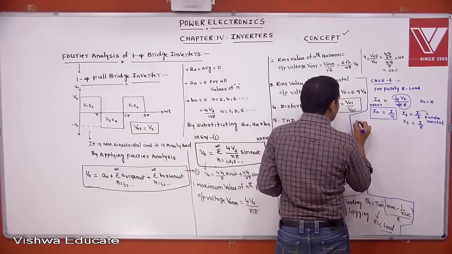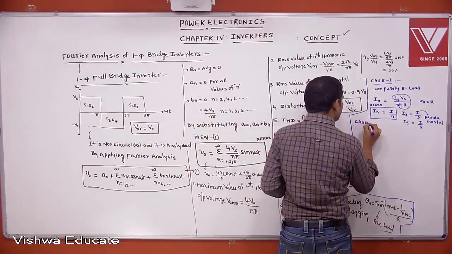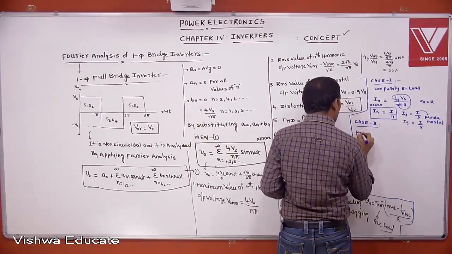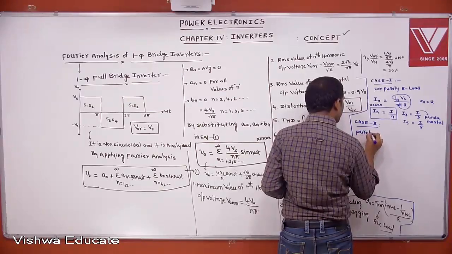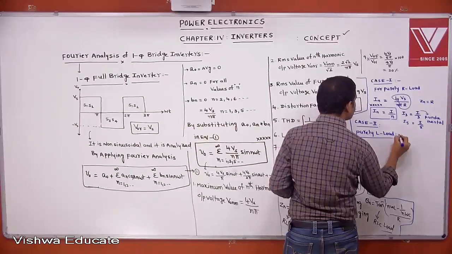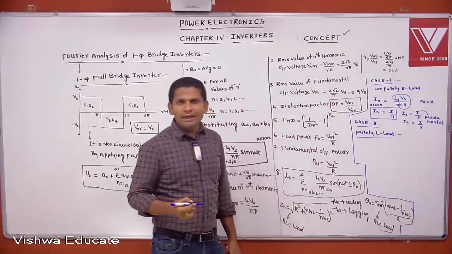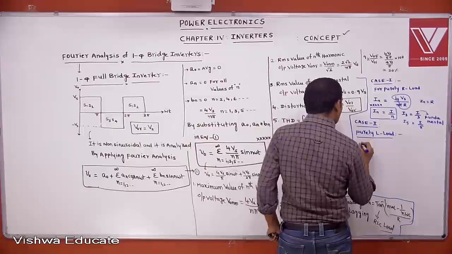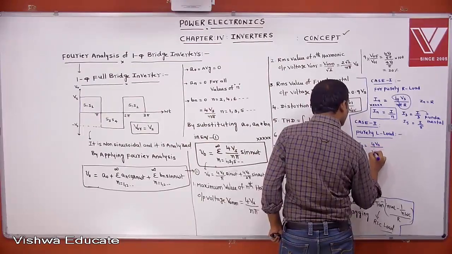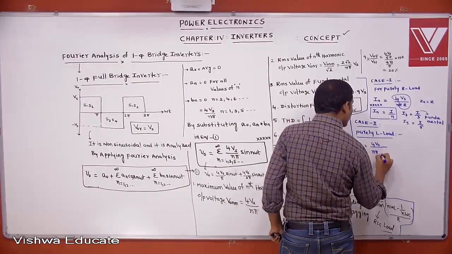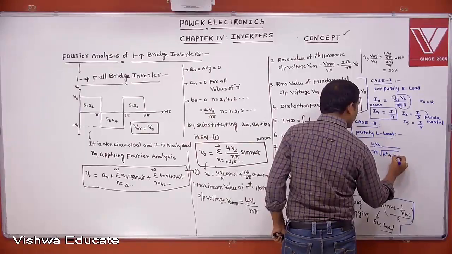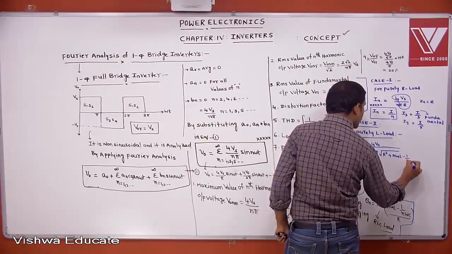Now concentrate on case 2: purely L load. Now you tell me, if it is a purely inductive load, how to write the nth order harmonic current In? In equals 4Vs by n pi. What is the Zn, you tell me? R square plus (n omega L minus 1 by n omega C).